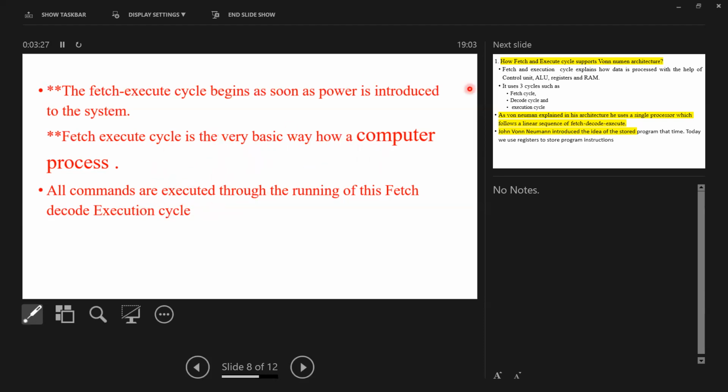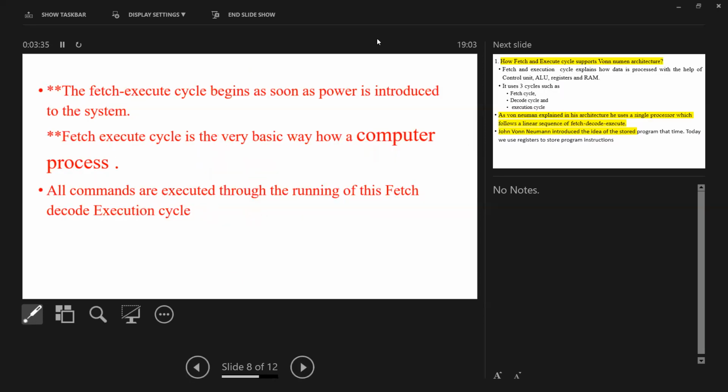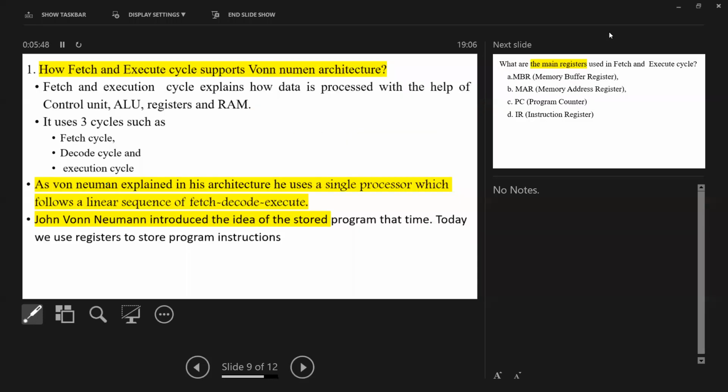Okay, we'll copy down this one also. The previous one, no need, I gave that just to understand. Okay, copy this one. How fetch and execution cycle supports the von Neumann architecture. So, the fetch and execution cycle explains how data is processed with the help of the control unit, ALU, and the random access memory. So, the fetch and execution cycle consists of 3 cycles: fetch cycle, decode cycle.